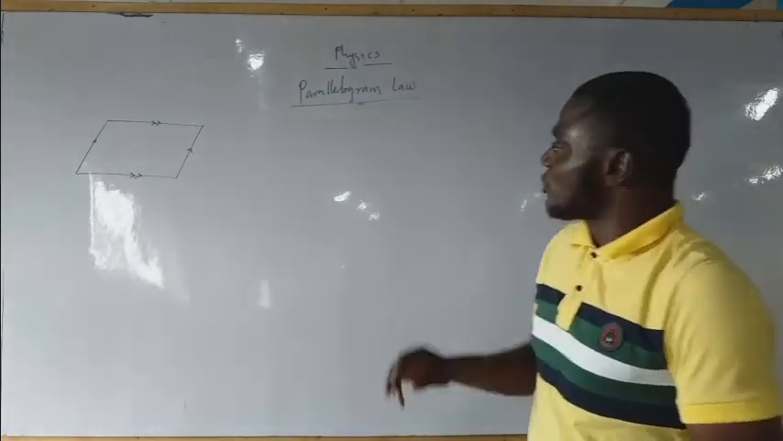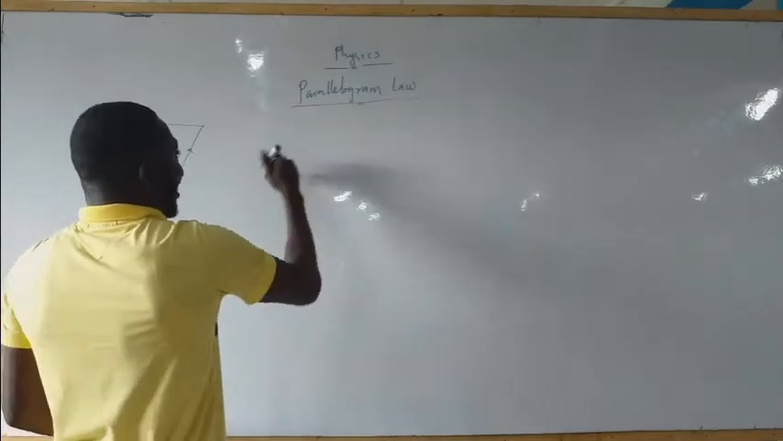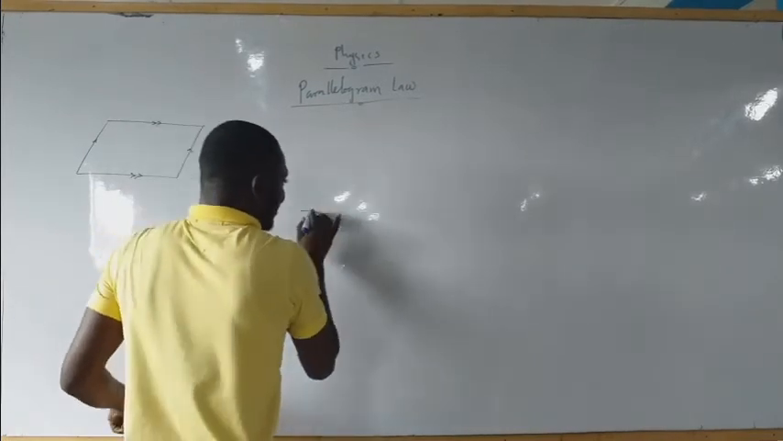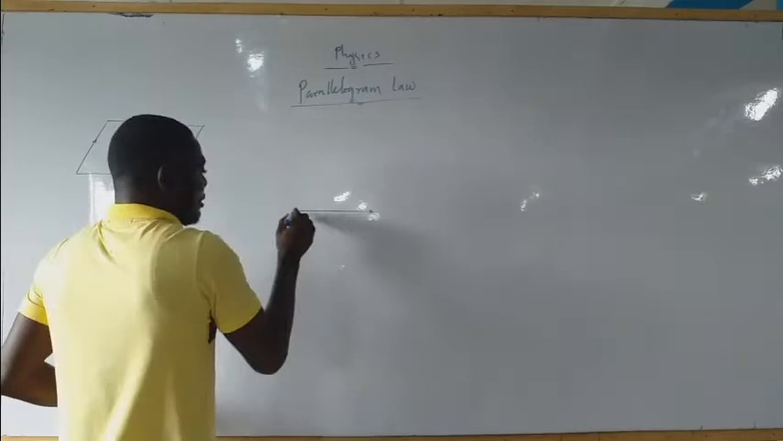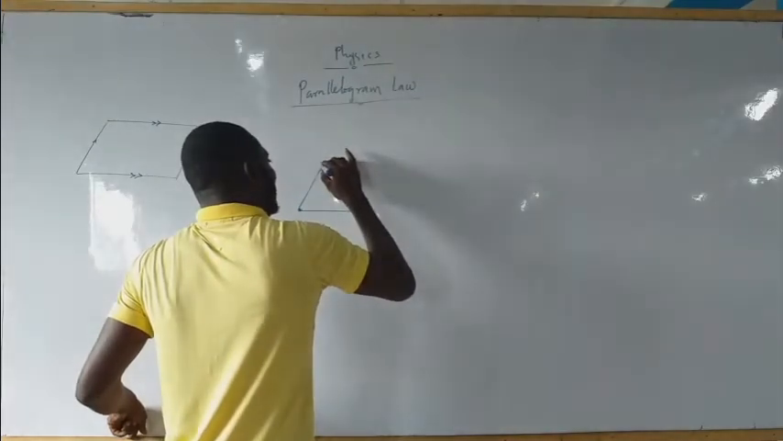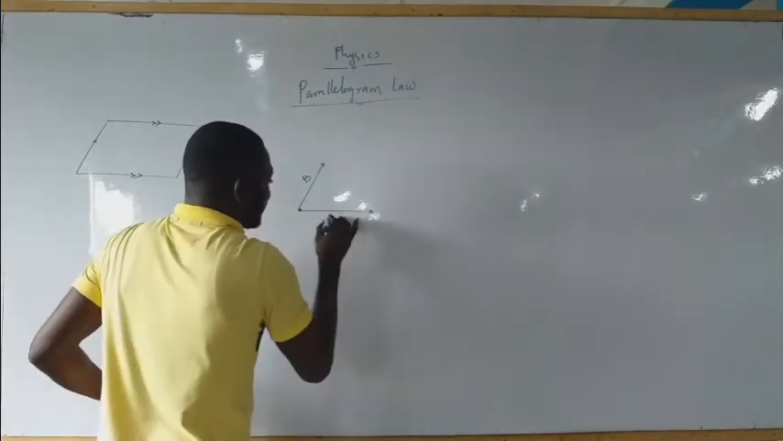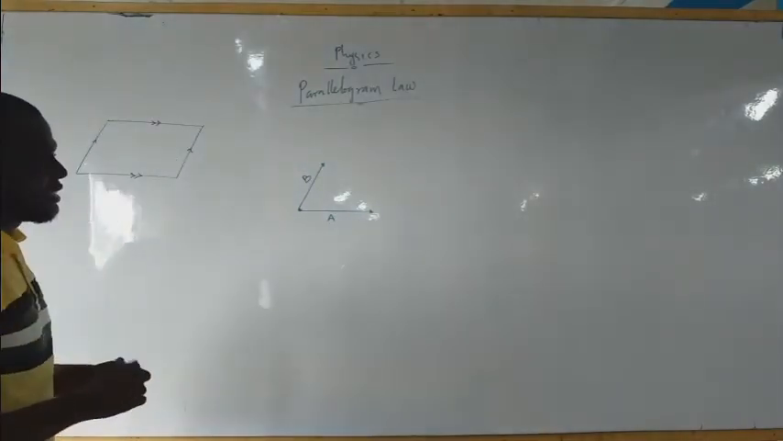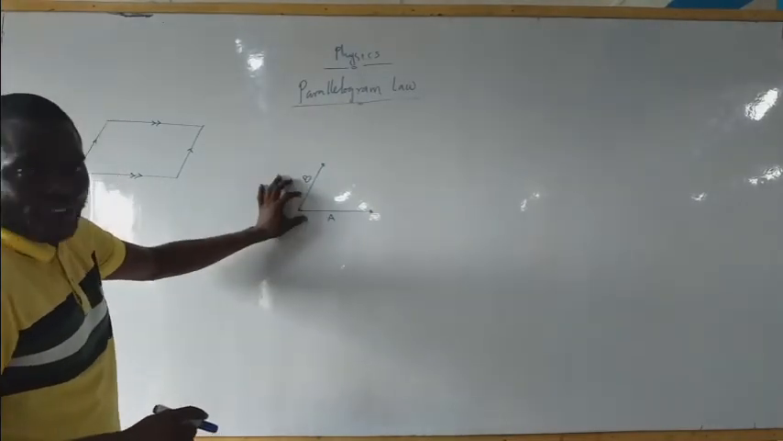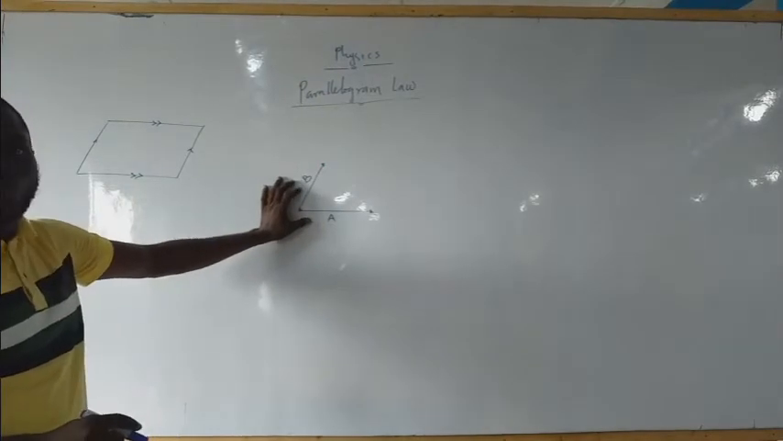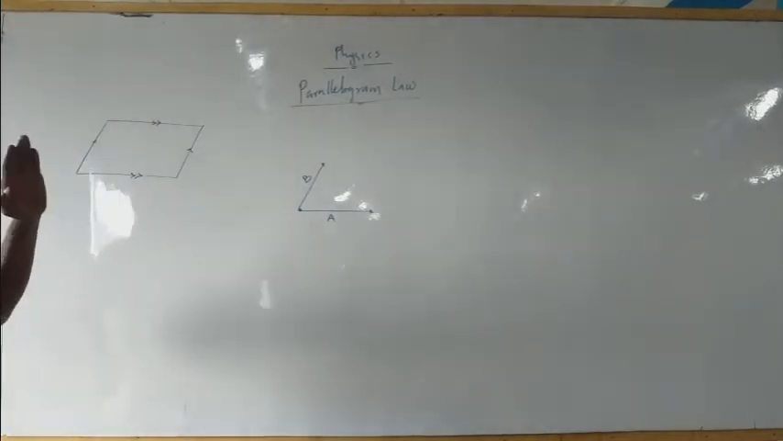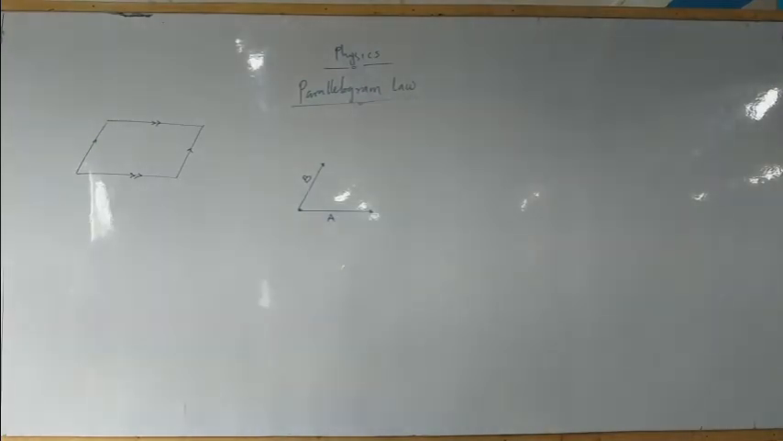So let's look at what the law actually says. If you have vector A, let's assume that we have vector A. This is vector A, then we have vector B. Join tail to tail of the two vectors to form the adjacent sides of a parallelogram.